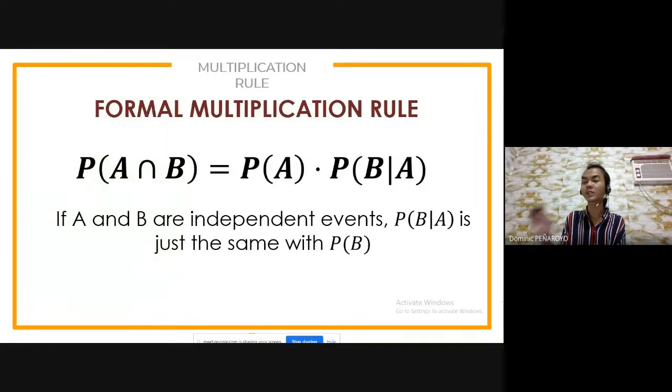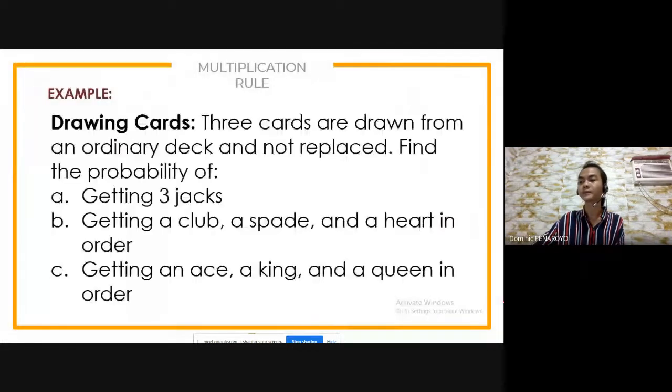It's just that there is a change because of the first trial. So that is just our notation. It's not division. It is just the same as the probability of an event. We will not divide there. Okay, let's have an example to better understand dependent events for the formal multiplication rule.